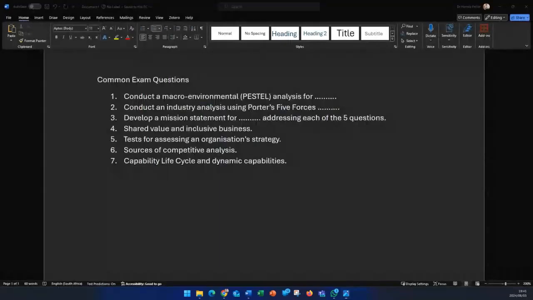Yeah, guys. So for me, these ones here are non-negotiable. When you see these, they generally count quite a bit in terms of the exam. These are your big-mark questions. You have to get 100% for them from a theory perspective and an application perspective. The industry analysis, Porter's five forces.